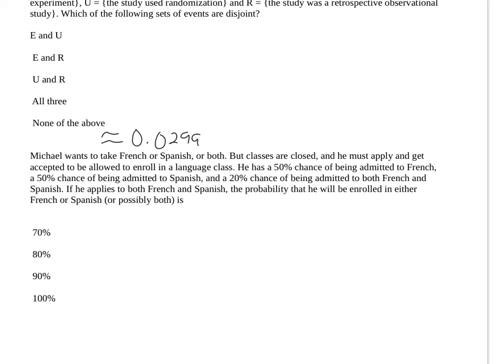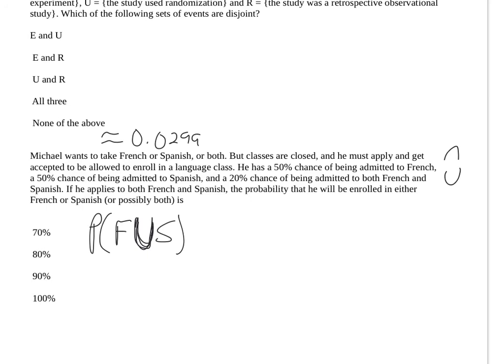So this is looking for, in probability notation, the probability that he gets accepted into French or Spanish. Now, they call this the cup. Before I told you this symbol here is the cap, and this symbol is the cup.